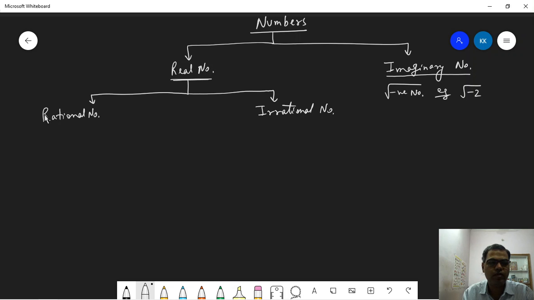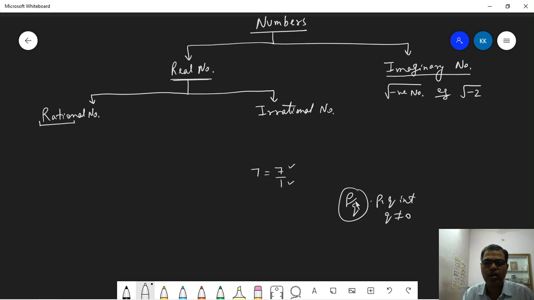Now, as the name suggests, rational is made of the word ratio, R-A-T-I-O. Ratio, which we have studied, the numbers which can be represented in the form of P upon Q. Similarly here, the numbers which can be represented in the form of P upon Q, where P and Q are integers and the denominator Q is not equal to 0, are called rational numbers. For example, 7 can be represented as 7 upon 1. Both numerator and denominator are integers and the denominator is not equal to 0, so we can say that 7 is a rational number.